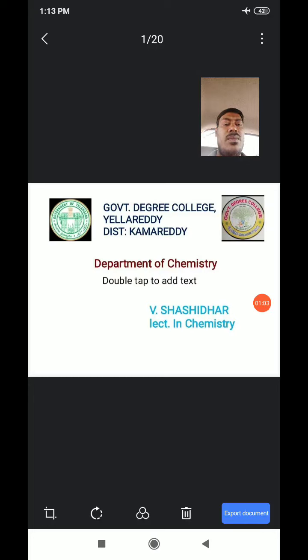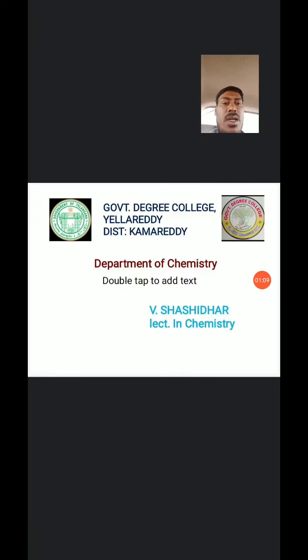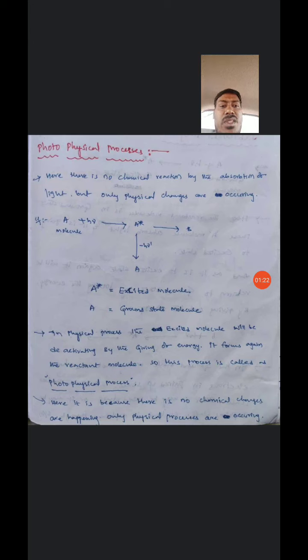High quantum yield or high quantum efficiency and low quantum yield or low quantum efficiency, and the photophysical process, we also discussed in that part 2. So here, the photophysical process is one in which there are no chemical reactions. There is no chemical reaction by the absorption of light, but only physical changes are occurring.